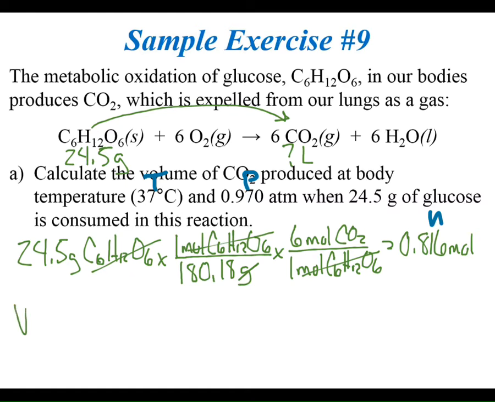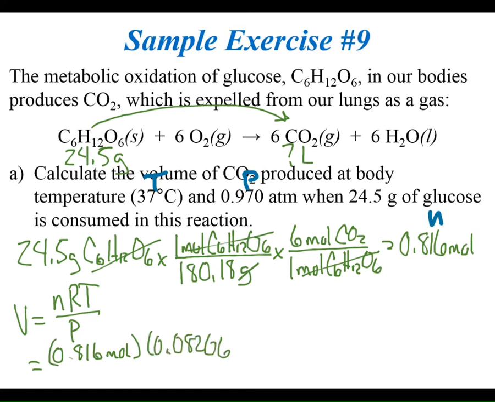So just like last time, V is going to be nRT over P. So N was 0.816 moles, R is 0.08206 liters atmospheres per mole Kelvin. What's our T? Yeah, 37 plus 273, so 310 Kelvin.